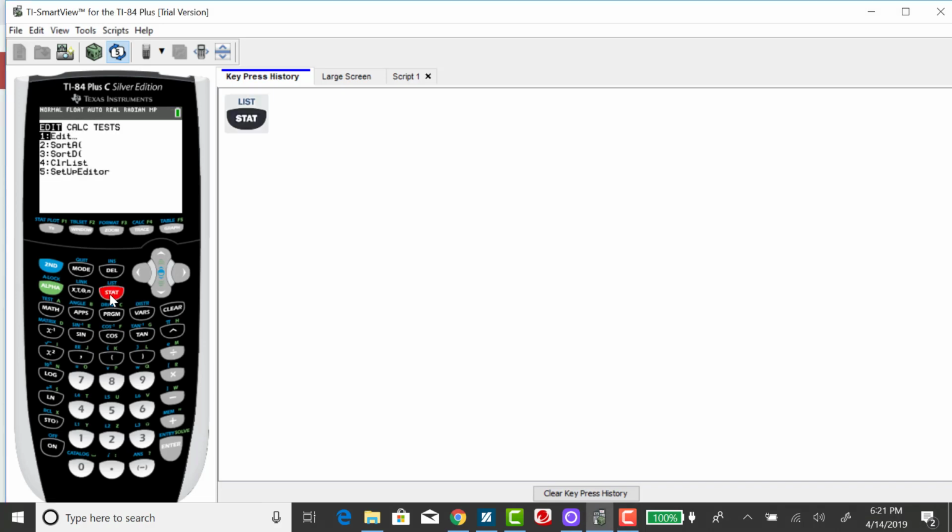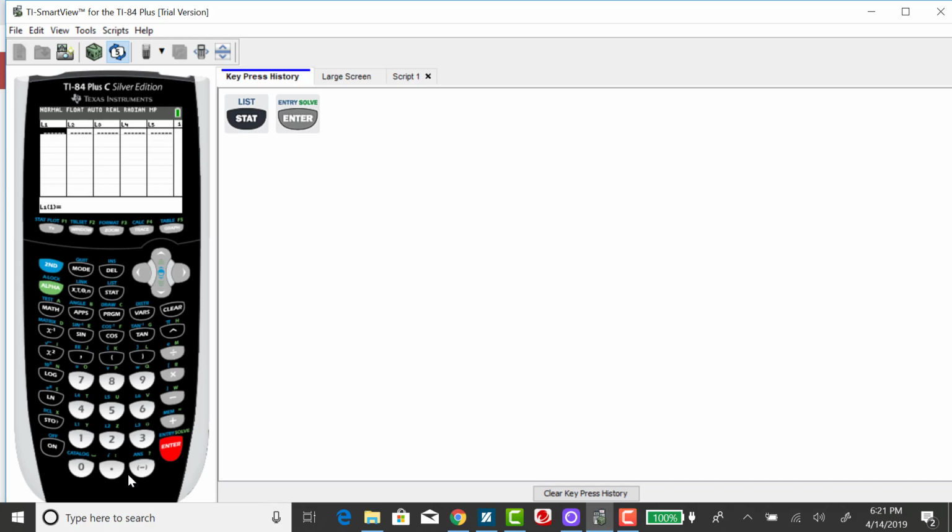stat key. And you're going to want to put the x values in list 1 and the weights in list 2. So I want to select edit. And again, this problem is about the average monthly balances for months January through March. And the weights were the days per month. Okay, so in my list 1, I'm going to put the average monthly balances.